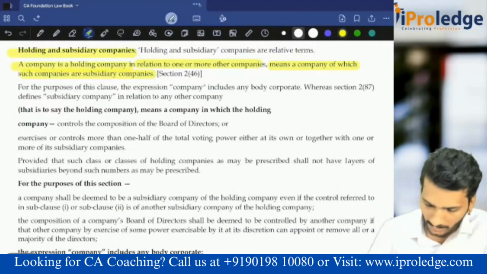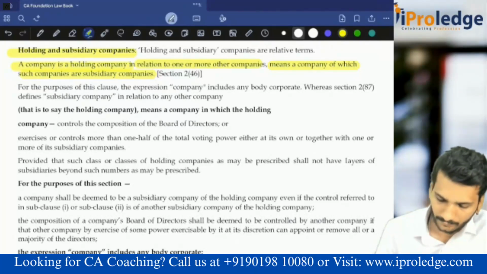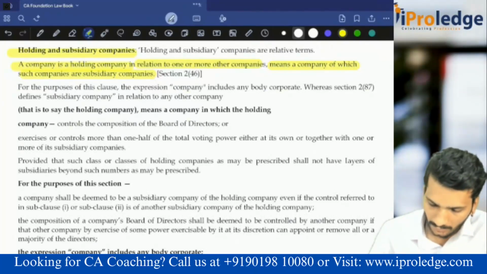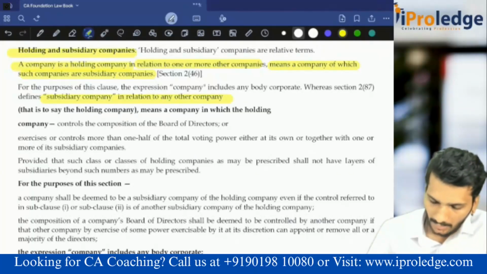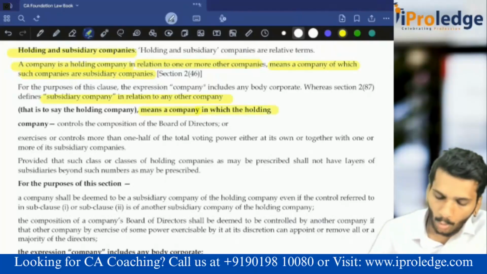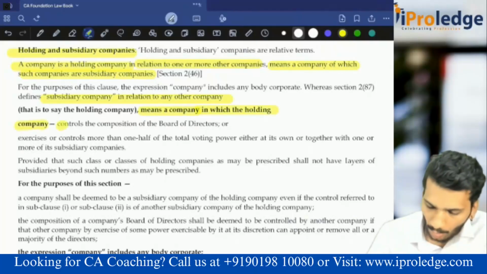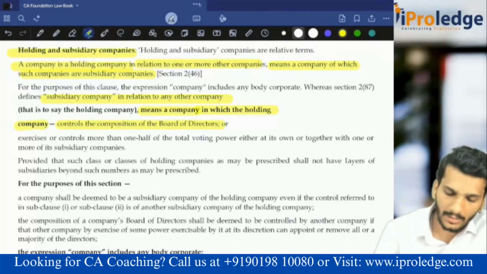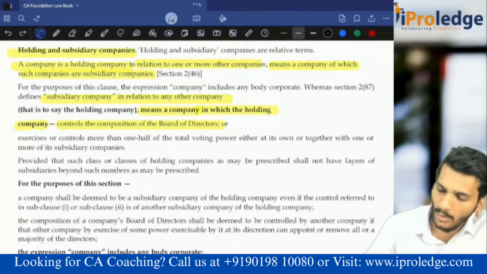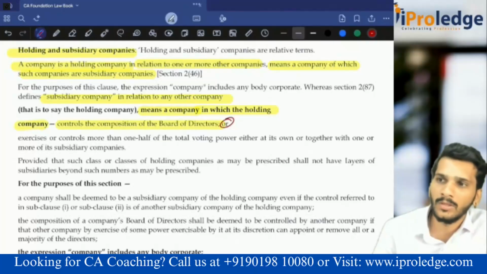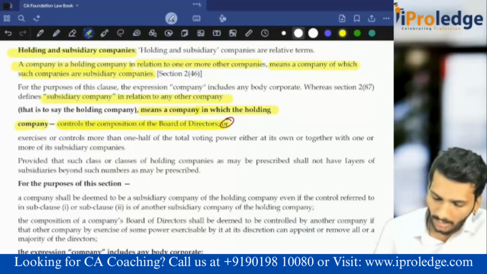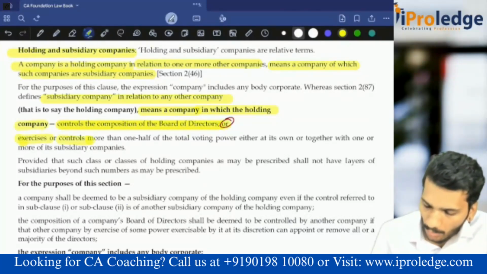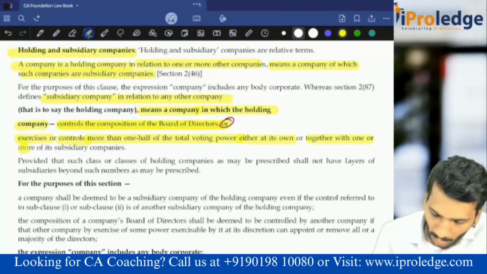There is a subsidiary company. A subsidiary company, in relation to any other company, means a company in which the holding company controls the composition of the board of directors. It is not an "and" condition, it is an "or" condition. Either you have the board of directors control or you have the voting power. One of the things is okay. If we have both, that is also okay. It controls the composition of the board of directors, or exercises or controls more than one half of the total voting power, either on its own or together with one or more of its subsidiary companies.